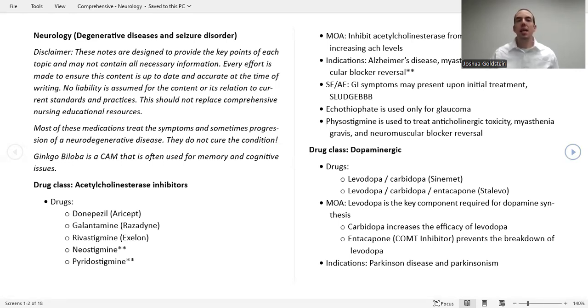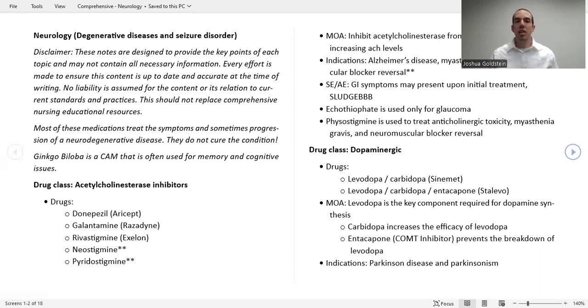My name is Dr. Goldstein, and in this lecture, we're going to pretty comprehensively go through the neurology medications that you're going to have in a typical nursing pharmacology course. We're going to start with going through degenerative diseases such as Alzheimer's and myasthenia gravis. Then we're going to move on to some muscle relaxants and then end with antiepileptics and some sedatives and paralytics. So let's go ahead and get started.